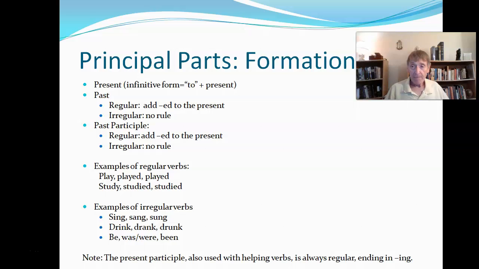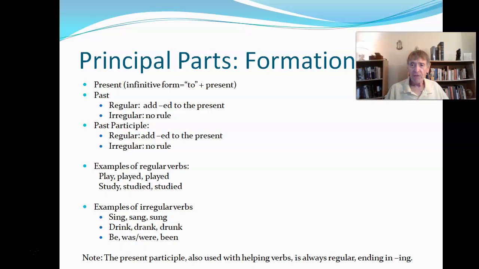Typically, the past participle is the same as the past, except for irregular verbs. I hope that's not too confusing. I see some eyes glazing over already. Let me just say that again. The past principal part and the past participle are usually the same. When they're not the same, it's an irregular verb. Unfortunately, some of the most common verbs are irregular.